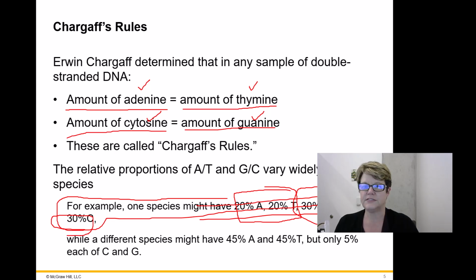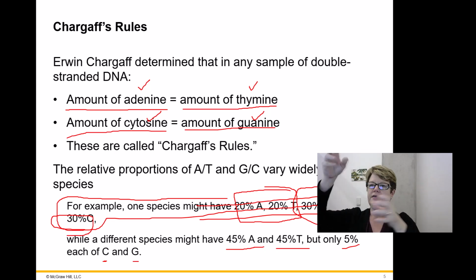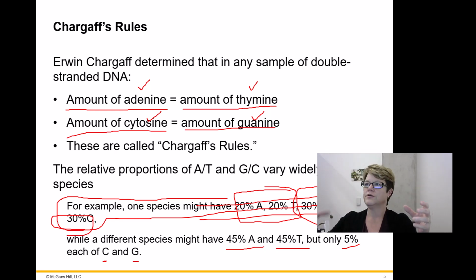So that was a pattern he saw. And then maybe a different species had 45% A and 45% T, but only 5% C and G. So what I'm saying is he's taking a long chain, a long amount of DNA, breaking it up into the individual nucleotides, and then putting the nucleotides into 4 containers. And out of the total, what percentage of the total was adenine, what percentage was thymine, what percentage was guanine, and what percentage was cytosine. Of course, the total has to add up to 100%.